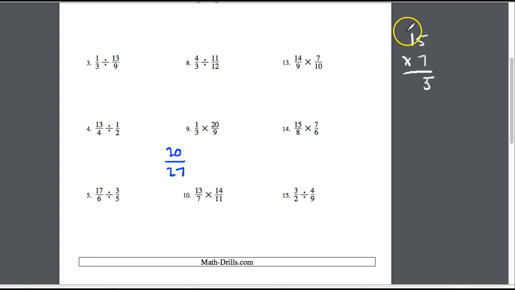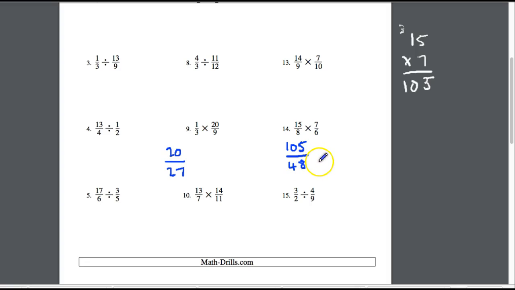35. I'm going to write 3 there, and put the 3 up there. 1 times 7 is 7, plus 3 is 10. So we have 105. And then 8 times 6 is 48.